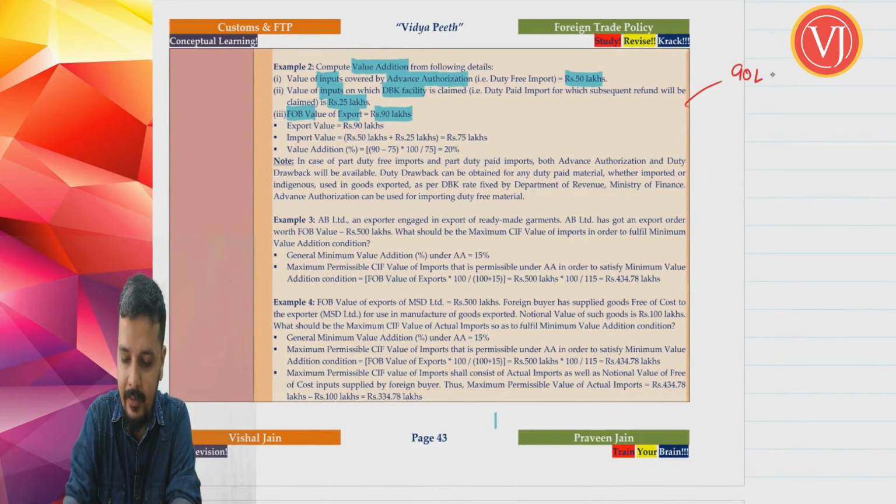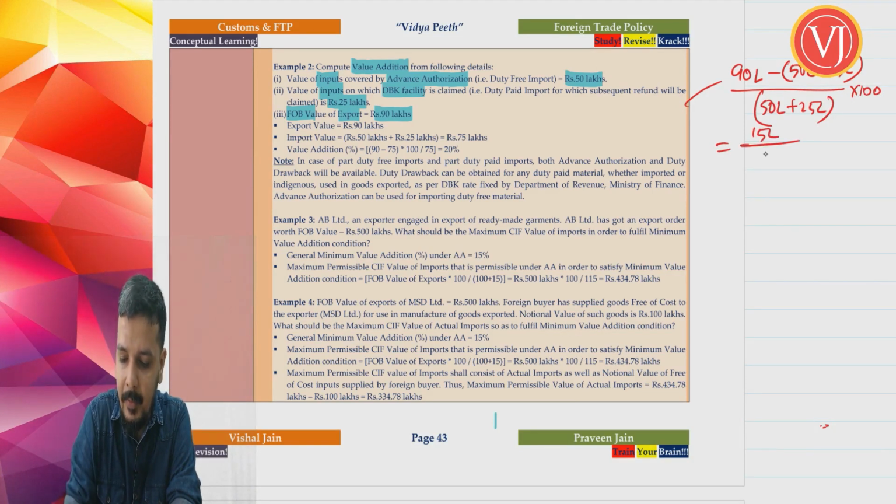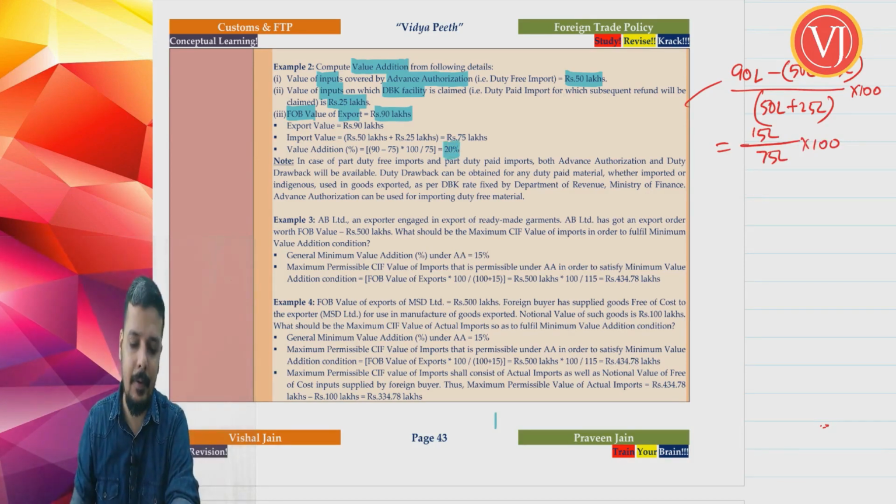Export value is 90 lakhs minus what is your import value? Import value is 50 lakhs input 1, which you have gone for your advance authorization, and 25 lakhs input 2, which you are going to claim duty drawback, divided by import value, which is 50 lakhs plus 25 lakhs, multiplied by 100. So you are going to get 90 minus 75, which will give you 15 lakhs, divided by 75 lakhs, multiplied by 100. That is nothing but 20%.